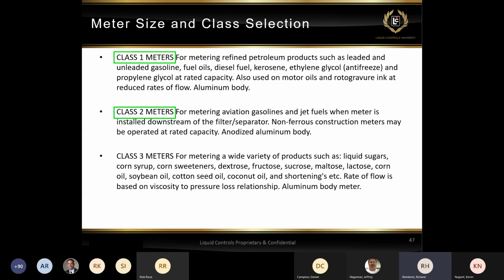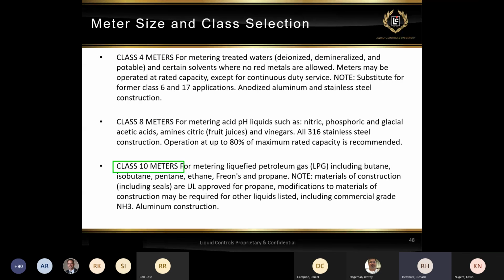Class 8 meter for metering your acids and your pH, such as nitric, phosphoric, glacial acetic acids, some of the fruit juices and vinegars. This is all 316 stainless steel construction. And again, this one here, operation at 80% of maximum rated capacity. So like on an M7 rated for 100 GPM, don't recommend operating this meter over 80 GPM.